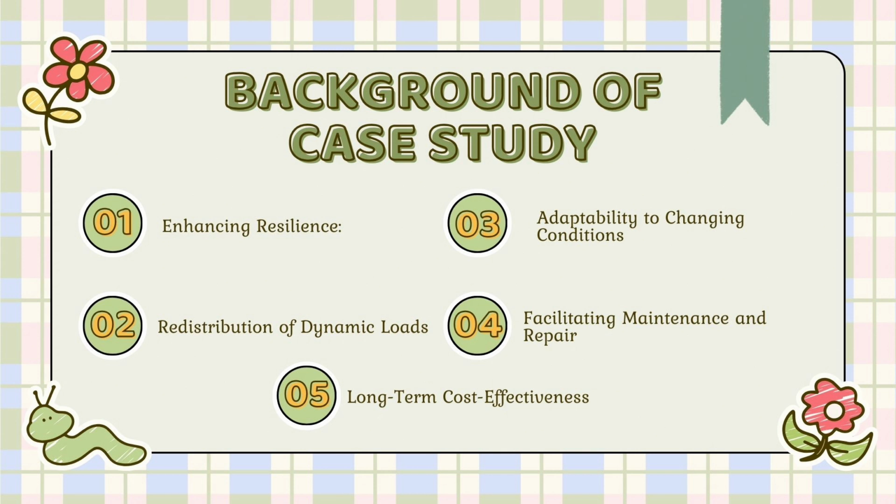K-truss excel in this regard, allowing for the effective dispersion of load, which is particularly crucial in regions prone to seismic activity. By facilitating the distribution of force, K-truss help mitigate the impact of seismic events, enhancing the overall seismic resilience of the bridge. Moreover, K-truss offer adaptability to changing conditions over the lifespan of the bridge.